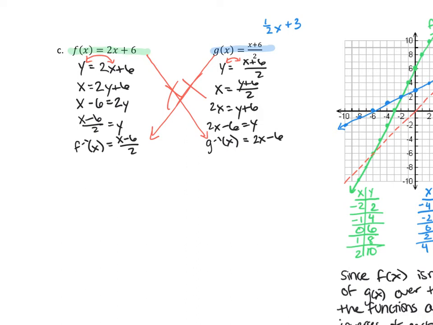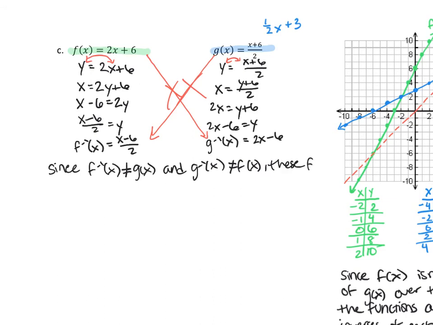So in our conclusion statement, we can say, since f inverse of x doesn't equal g of x, and g inverse of x doesn't equal f of x, these functions are not inverses of each other. So again, we were able to show that they're not inverses of each other. If we found that they were inverses of each other, when we hadn't found that graphically, we'd have to make sure to go back and check our work.